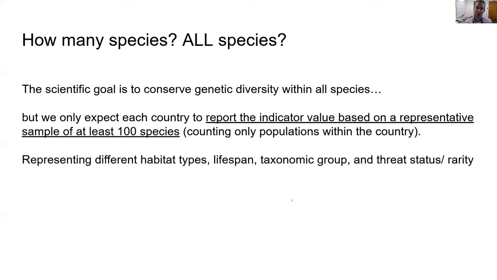Many people ask how many species, and I just want to repeat. The scientific goal is to conserve genetic diversity within all species, but reporting the indicator values based on a representative sample that is representing different habitat types, taxonomy, and commonness or rarity of about 100 species or more is good for reporting these indicators. So this is what representative means.